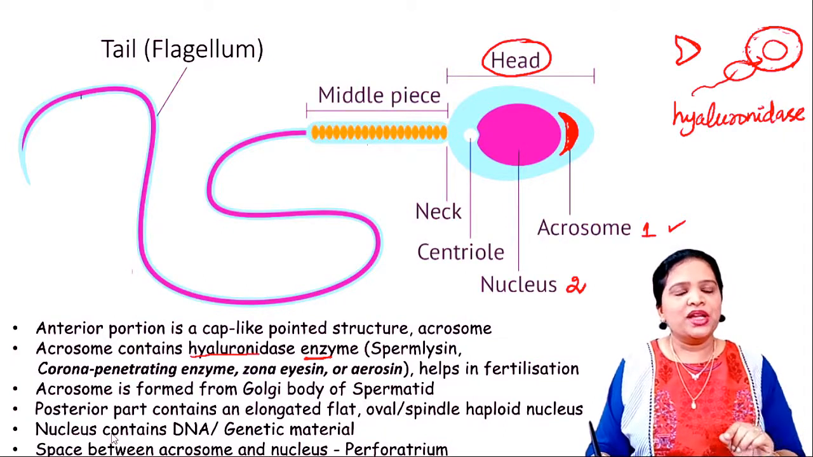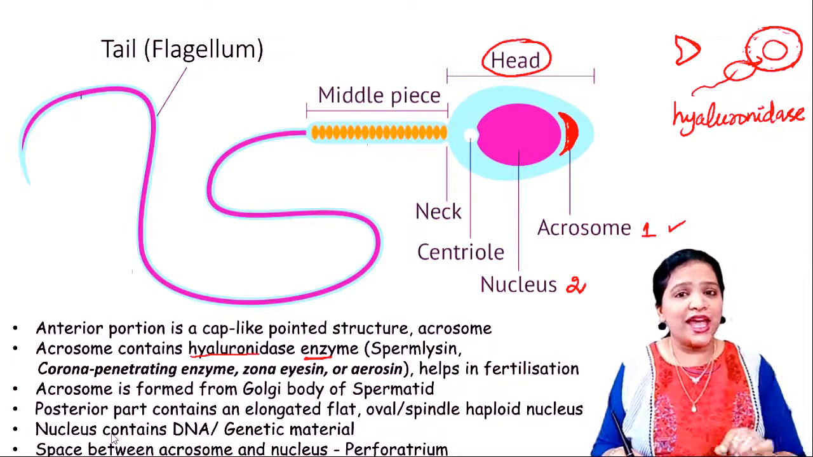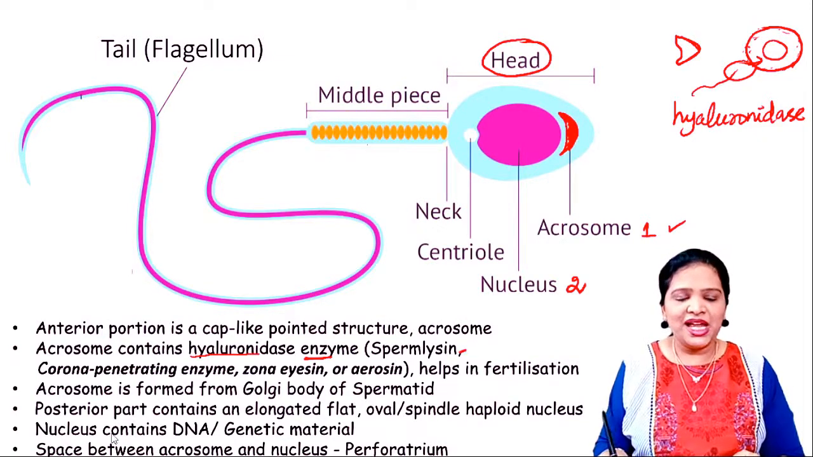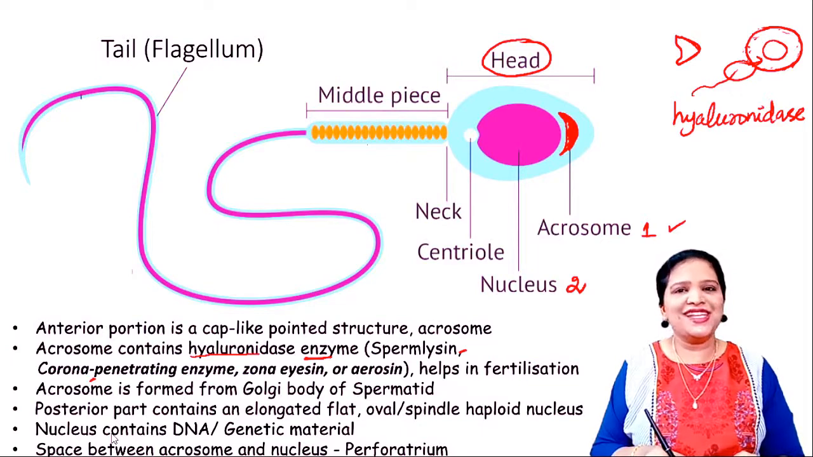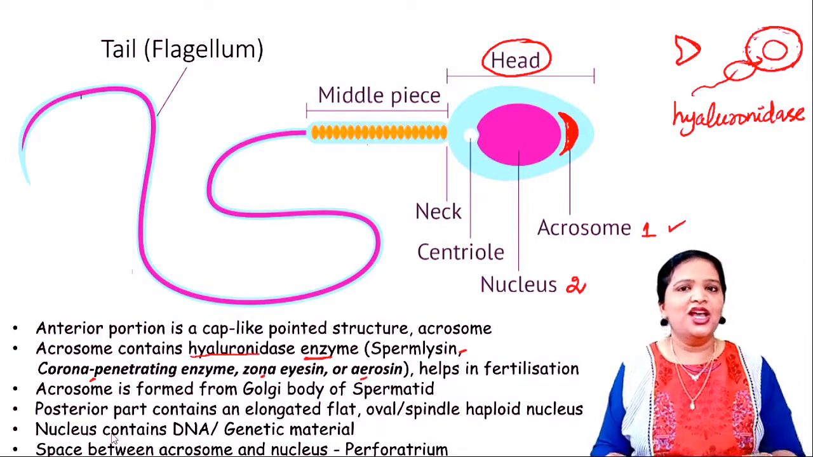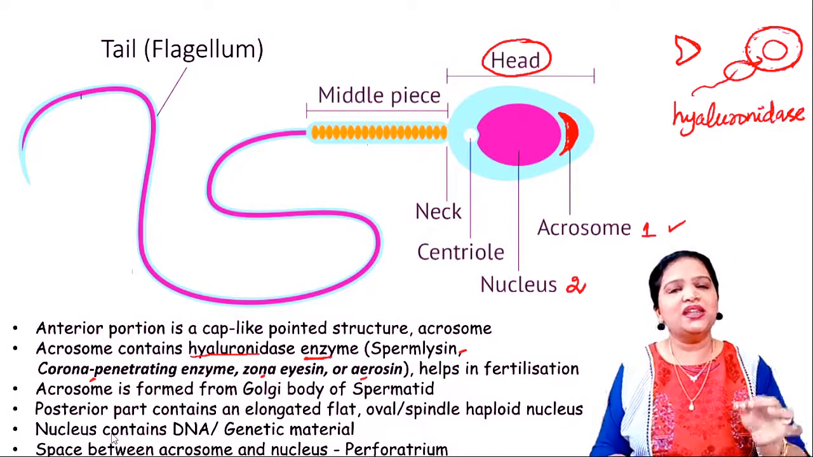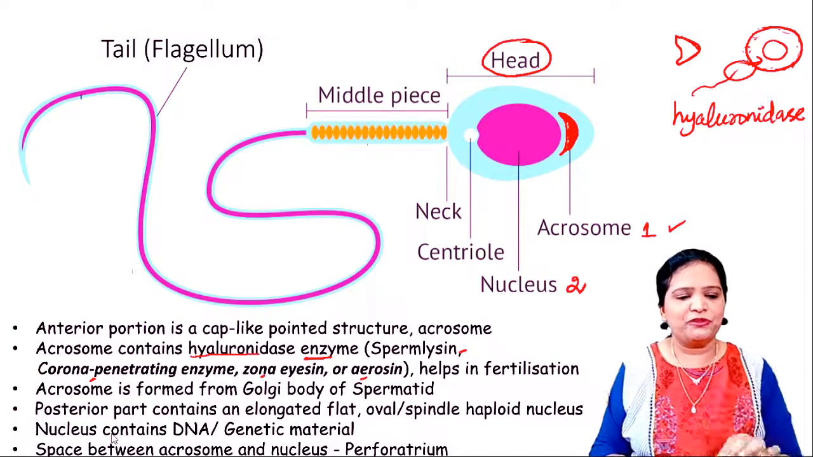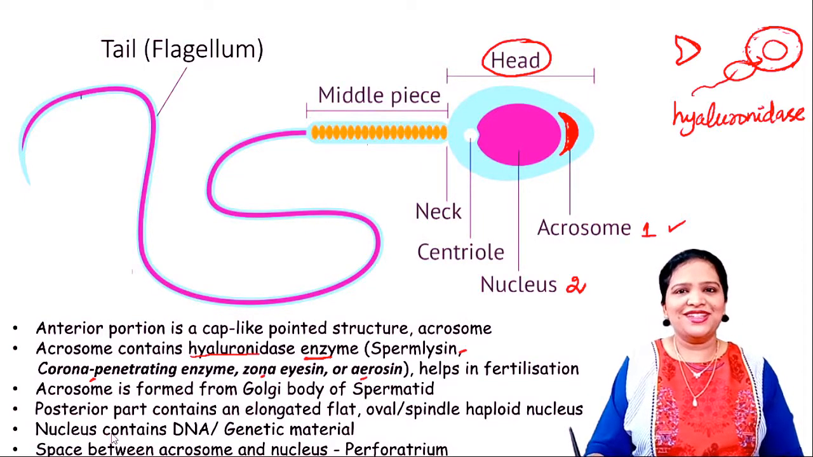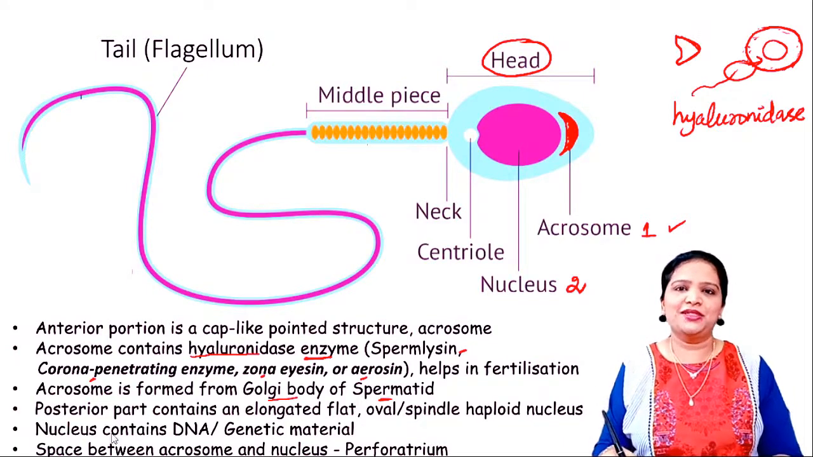Understand? There are many other names for this hyaluronidase enzyme or acrosome. They are called spermlysin, corona penetrating enzyme, zonalysin or zona lysin, or acrosin. These are different names for the same region. Clear? So what is the function of the acrosome? It helps in fertilization. Another important thing is that the acrosome is formed from the Golgi body of the spermatid.